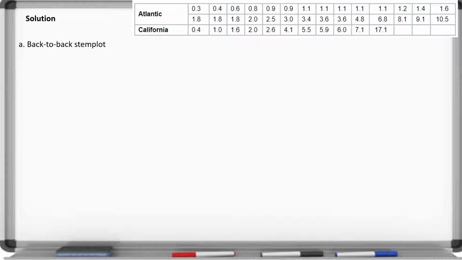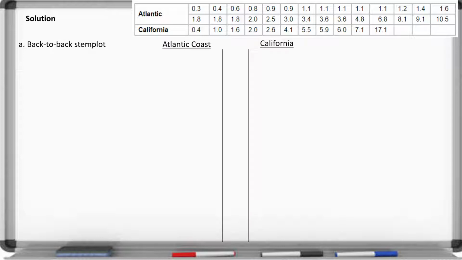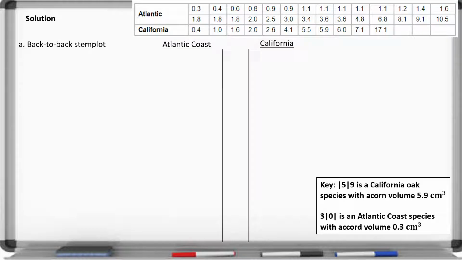So we want to make the back-to-back stem plot. We're going to start with two vertical lines because we have two distributions here. We have the Atlantic coast on one side and California on the other side to compare the distributions. Now I'm going to start with the key here so that we can see how to do this. For the California side, notice that we have a bar on the left side, the stem, which is 5, the bar on the right side, and then 9, which is the leaf. So this represents 5.9.